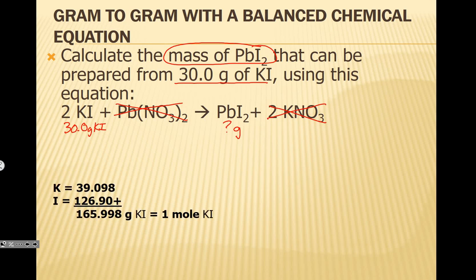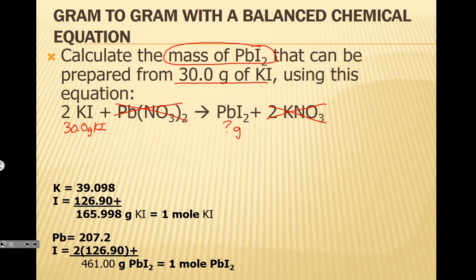Then I'm going to add up the KI and the PbI2 masses. Okay? And start my factor label. I'll put the rest of the factor label up in a minute. So we put something under here. We put something under here. That means those two don't have anything on them, so they're not being used.